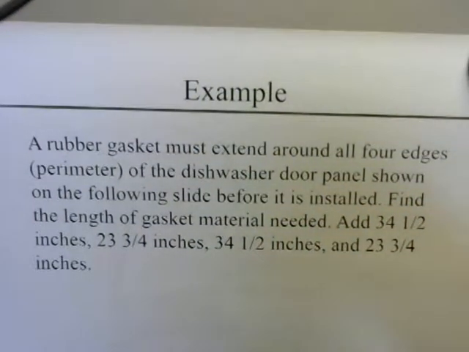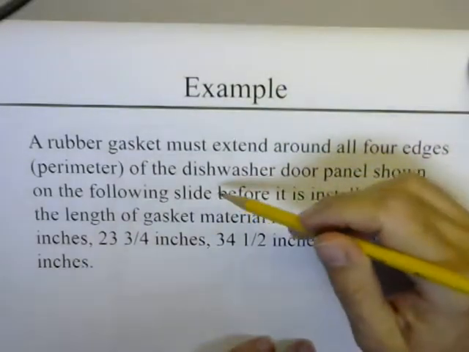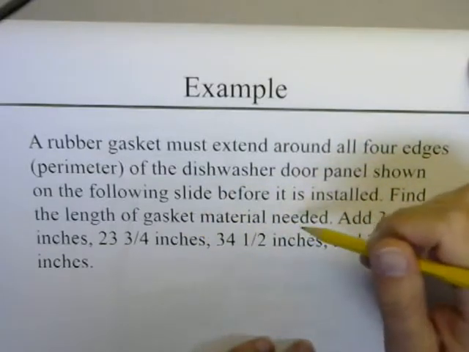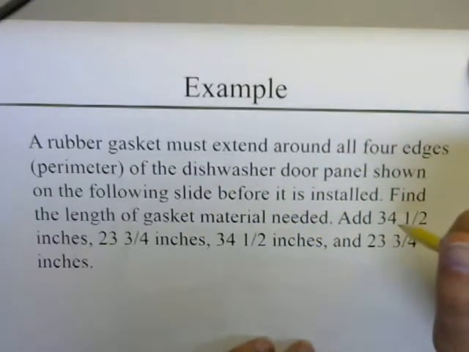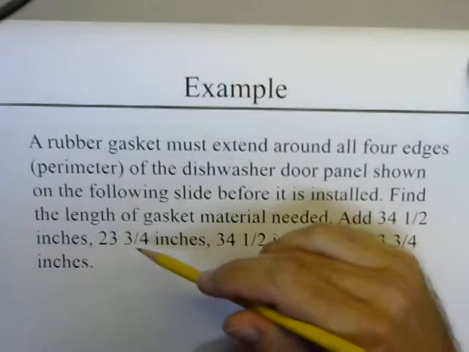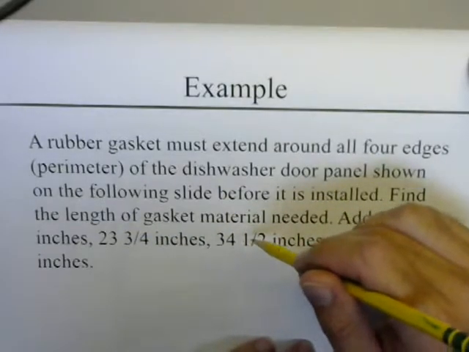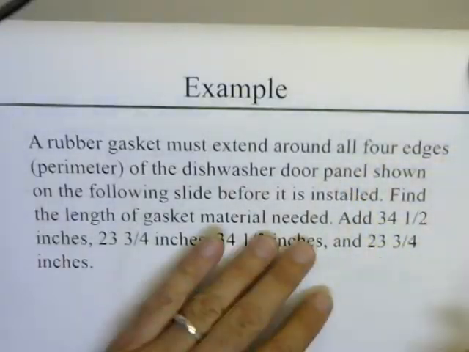A rubber gasket, let's look at an example here. A rubber gasket must extend around all 4 edges, the perimeter of a dishwasher door panel shown in the following slide. We'll look at that here in just a minute. Find the length of the gasket material needed at 34 1/2 inches to 23 3/4 inches. Add 34 1/2 inches and 23 3/4 inches.